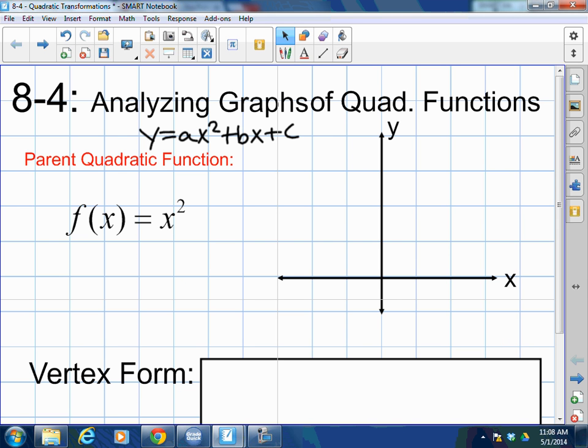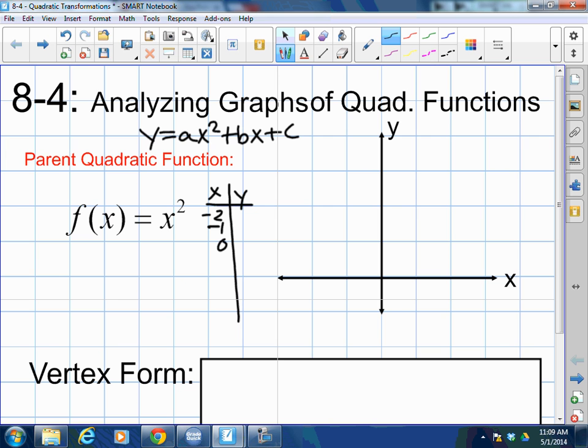The parent function is y equals x squared. So I'm going to show you the graph of y equals x squared. This will never change because it's the parent function. If I make a little table and I put -2, -1, 0, 1, and 2, I'm going to get 4, 1, 0, 1, and 4. So 0, 0, 1, 1, -1, 1, 2, 4, -2, 4. That, my friends, is the parent function of a quadratic equation. That is the parent. Okay?